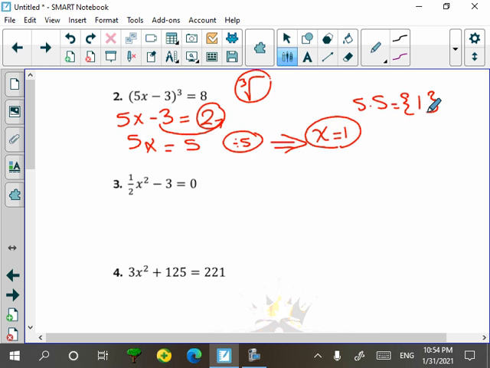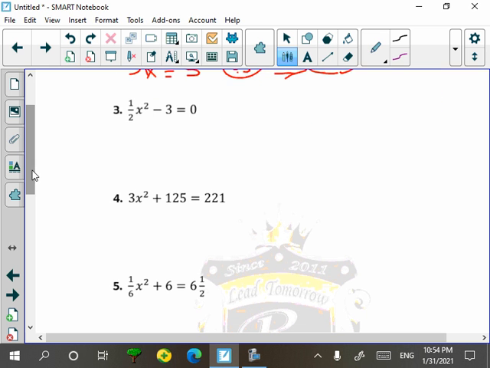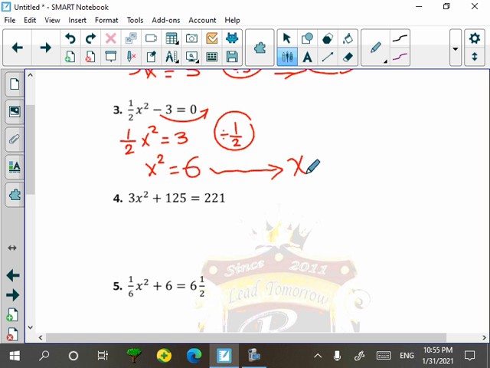Number 3: half x^2 - 3 = 0. Negative 3 goes to the right-hand side, then half x^2 = 3. Dividing both sides by half, x^2 = 6. Taking the square root of both sides, x = root 6. Because root 6 isn't a perfect square, root 6 belongs to Q', so the solution set is the empty set.